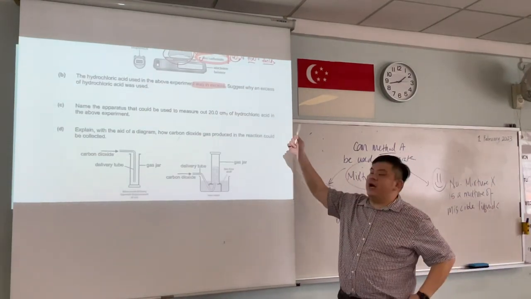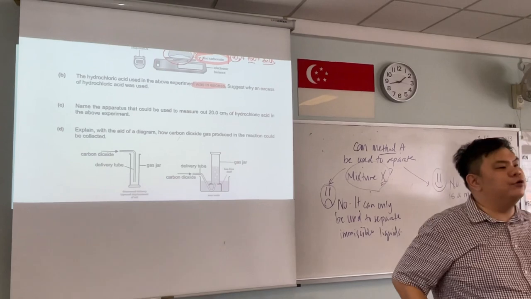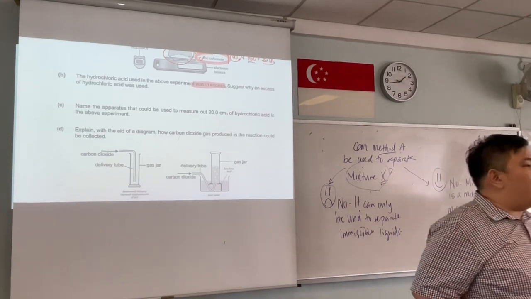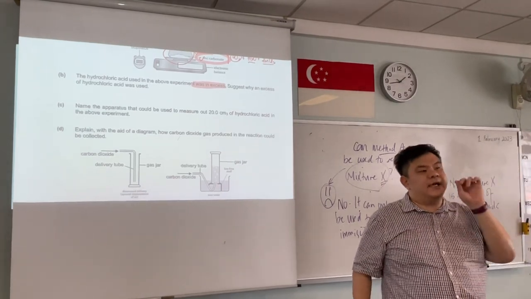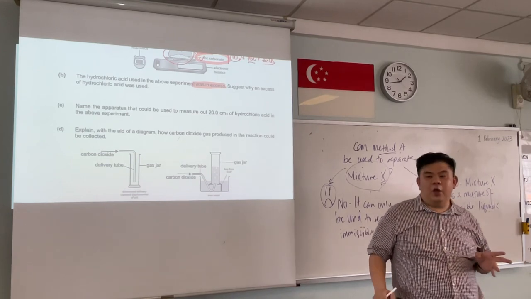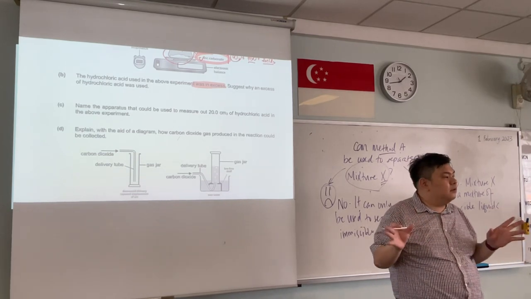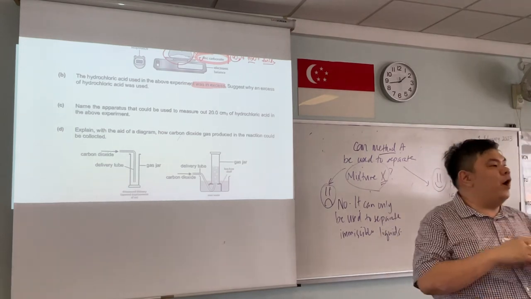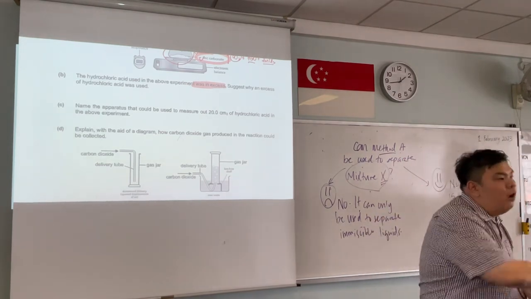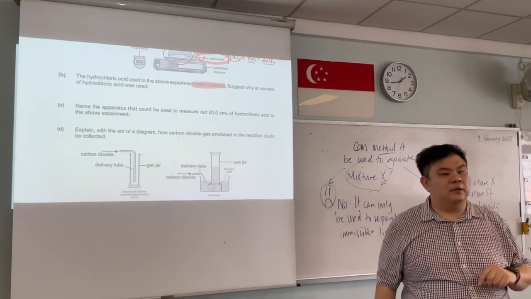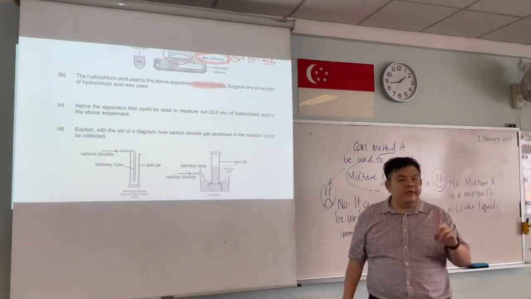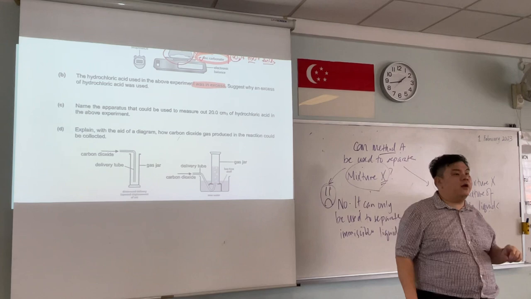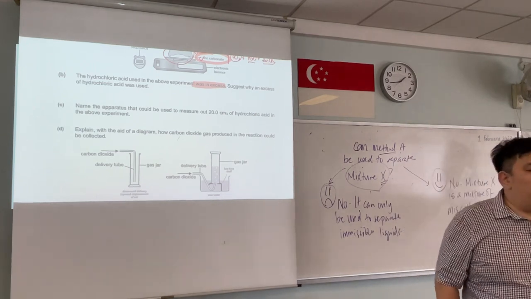So therefore, now they're asking you to suggest a reason why we need to use excess acid. What can you ensure when you use excess acid? Ensure that the reaction finishes. What does this mean? All the zinc carbonate. To ensure that all the zinc carbonate will completely react with the acid. That's the answer.